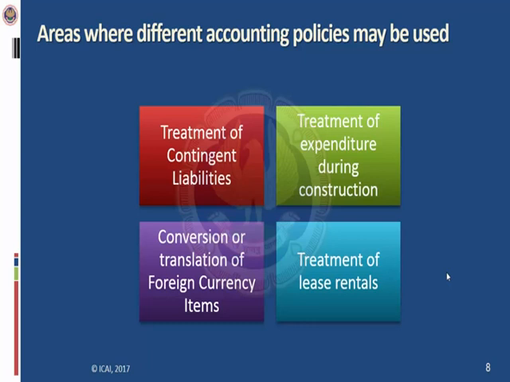Now coming to cash flow statement. The entity has two methods. The entity can use either a direct method or indirect method for preparation of cash flow statement. So in the accounting policy section, the entity needs to disclose whether it has used the direct method or indirect method while preparing the cash flow statement.